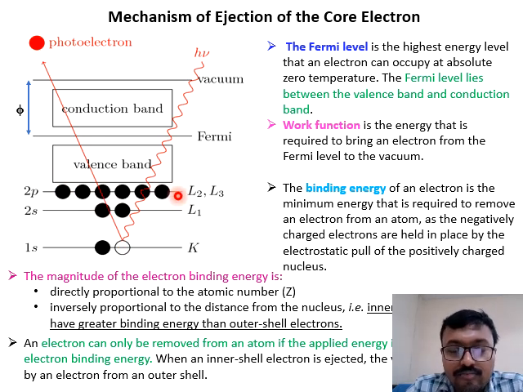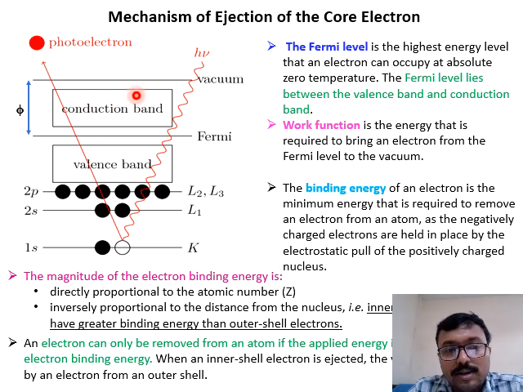Now, for example, if we take one atom having this number of electrons: in K shell 2 electrons, in L shell, L1 means the 2s orbital with 2 electrons, and L2 and L3 mean the 2p orbital, which has 6 electrons. So these orbitals are occupied by electrons, and this is called the valence band. The orbitals where electrons are absent or vacant are called the conduction band.